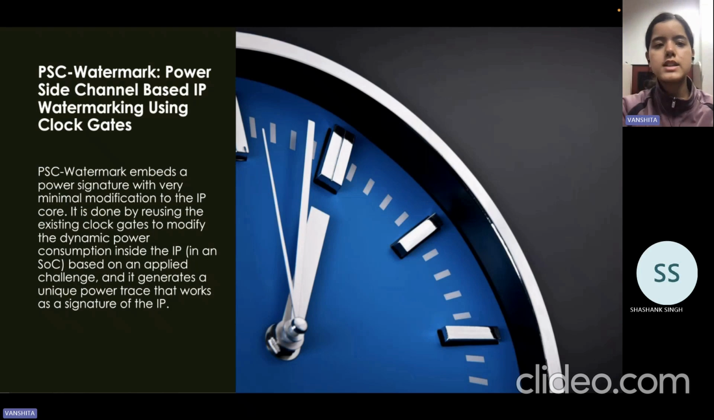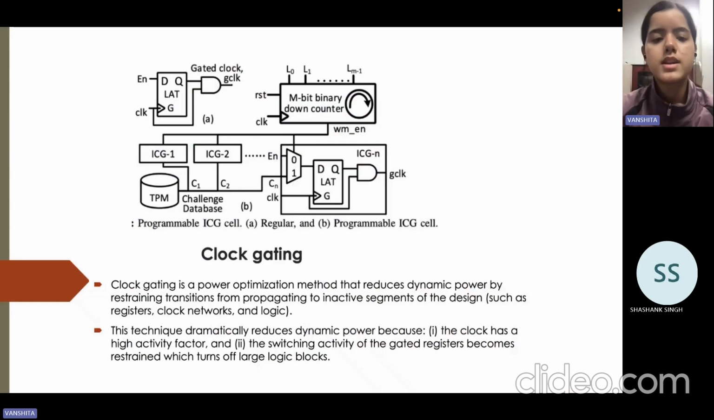So here, clock gating is used in PSC watermarking. Clock gating is a power optimization method that reduces dynamic power by restraining transitions from propagating to the inactive segments of the design, such as registers, clock networks, and logic. It reduces dynamic power because the clock has a high activity factor, and the switching activity of the gated registers becomes restrained, which turns off large logic blocks. In the diagram, we can see the regular and programmable ICG cells, and we're getting the gated clock.